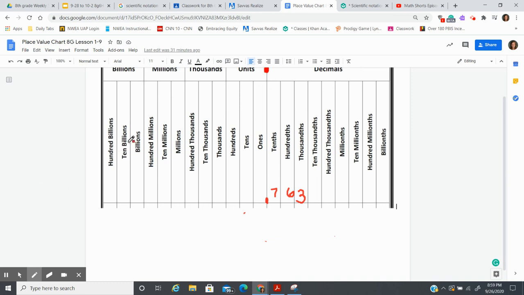And then you can also tell if you get a really big number in your problem, you can look to see where the 100 billion, 10 billion, million, so on and so forth. And then the first number would go here, and then everything after that would be zeros.